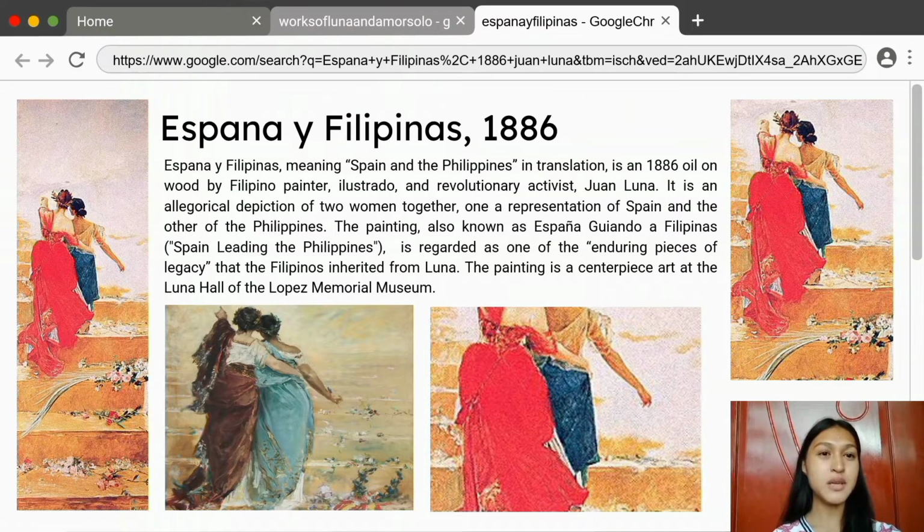España y Filipinas, meaning Spain and the Philippines in translation, is an 1886 oil on wood by Filipino painter, ilustrado, and revolutionary activist Juan Luna. It is an allegorical depiction of two women together, one a representation of Spain and the other of the Philippines. The painting, also known as España guiando a Filipinas, or Spain leading the Philippines, is regarded as one of the enduring pieces of legacy that Filipinos inherited from Luna. The painting is a centerpiece at the Luna Hall of the Lopez Memorial Museum.